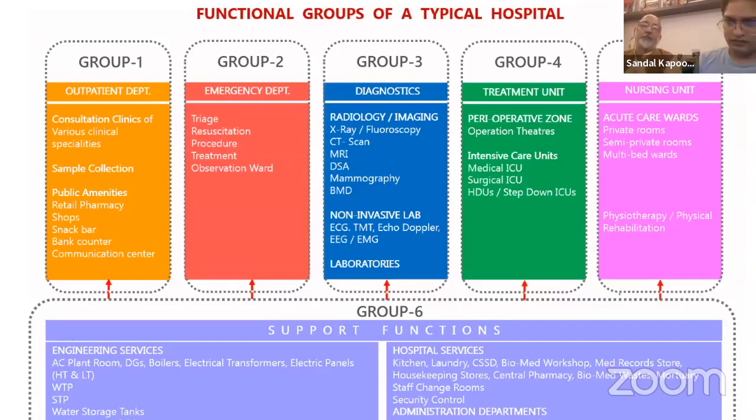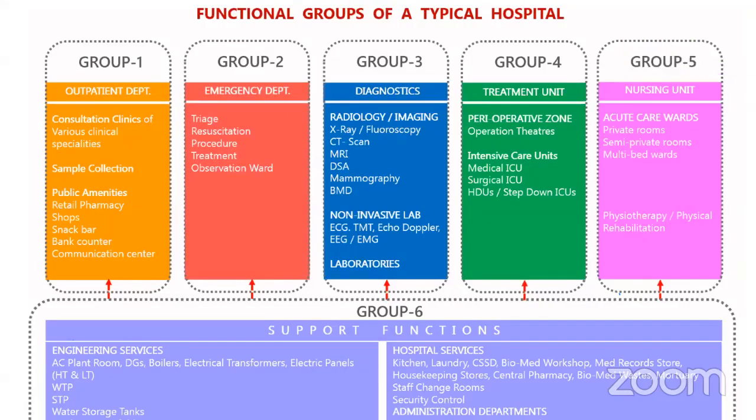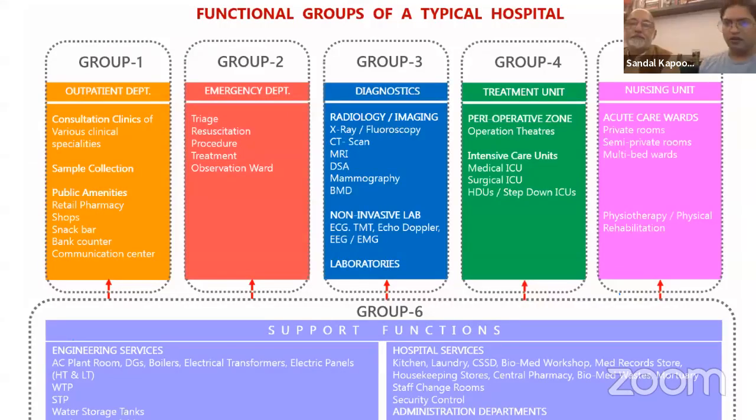zoning. That's very important. Then another group we have is the treatment units, wherein we have the pre-operative zone, operation theater, intensive care units, high dependency units, step down ICUs. So all critical beds comprise this treatment zone, group four. Then we have nursing units, wherein we have our private rooms, semi-private rooms, multi-bed wards, physiotherapy and physical rehabilitation, and those areas. So these five groups are where the patients are.